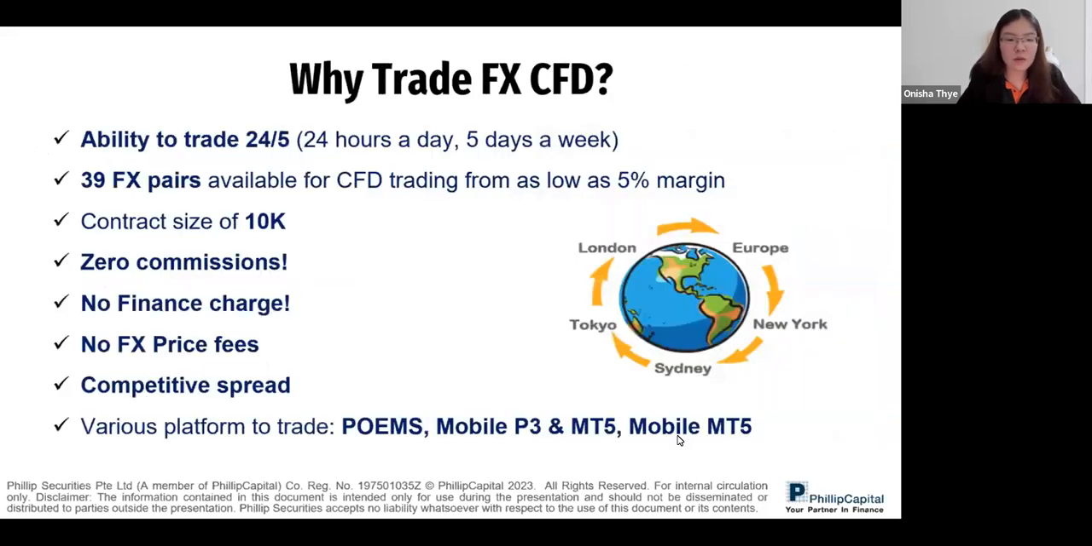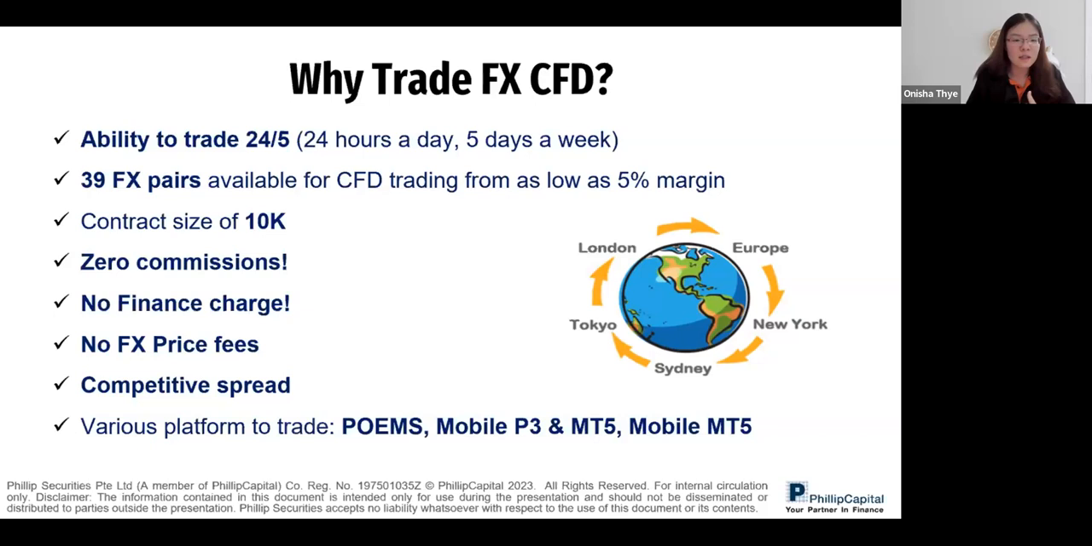Okay. So why should you trade FX CFD with us? First and foremost is the ability to trade 24/5, which is 24 hours a day and 5 days a week. Let's say, for example, you're a full-time employee working as a lawyer, a doctor, or a 9-to-5 job, you can't really trade the Singapore stock market because it's during working hours, right? Because you're working. But for FX CFD, you can trade during weekdays or even after your work.